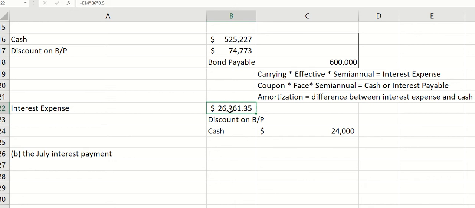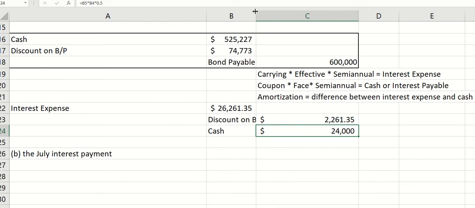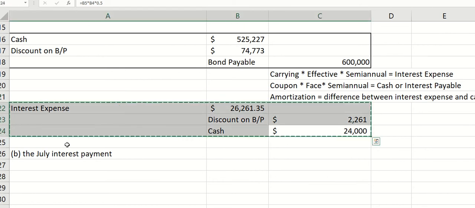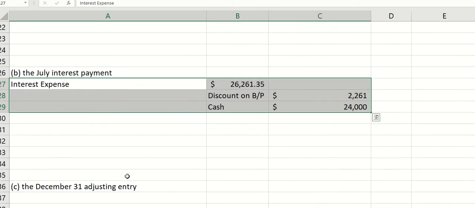So we were expecting that this was going to be bigger, right? The difference between these two would give you your amortization. So your discount on bonds payable would be a credit, your cash would be a credit. You would actually pay out your customers that, but your interest expense is larger than your cash because of this discount on bond payable, because we didn't collect the full $600,000. So this would be your entry for paying it out in July.